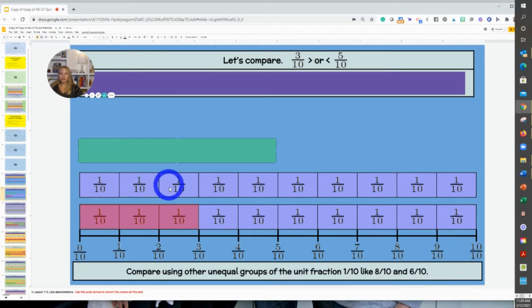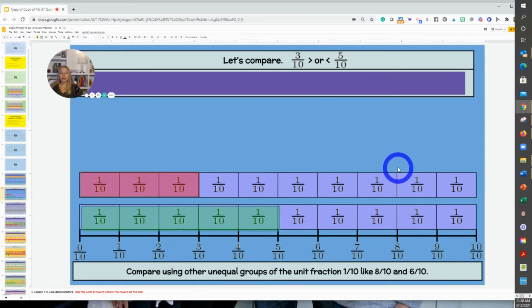Okay, so I like this visual a lot because now you have the transparent slides. So now I can actually make these groups. So if I have 3/10, I can slide this down. I can cover up 3/10. I can cover up 5/10, and I can say, boys and girls, think about it. Class, 3/10 is less than 5/10.